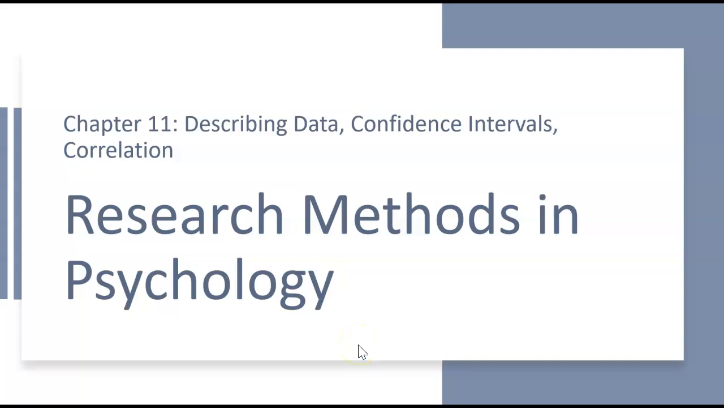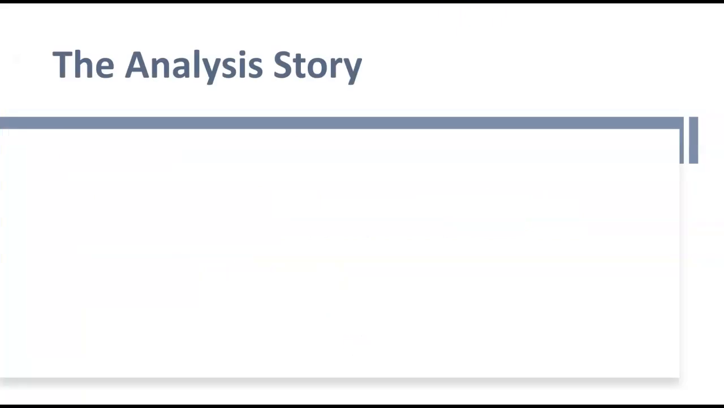This video is part 1, chapter 11, describing data, confidence intervals, and correlation for PSY 222, research methods for the psychological sciences. In this chapter, what your authors are doing is tackling a couple of different issues.